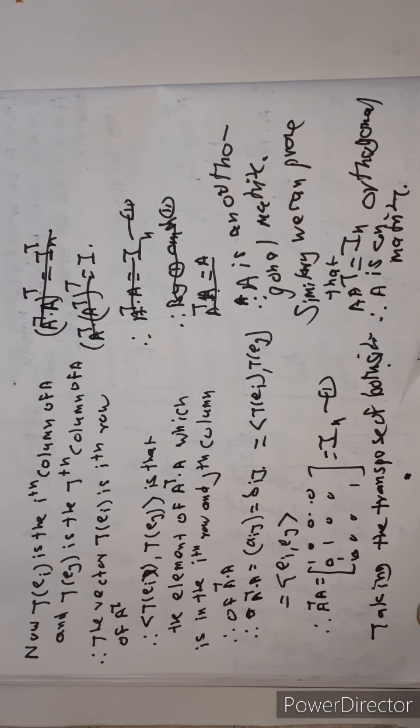And therefore, angle bracket T of Ei, T of Ej is the element of A transpose A which is in the ith row and jth column of A transpose A. Therefore, A transpose into A is equal to aij, which is equal to delta ij. Therefore, A transpose A is equal to In. Similarly, we can prove that A into A transpose is equal to In. Therefore, A is an orthogonal matrix. Good.